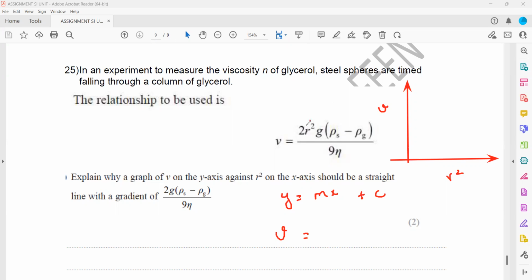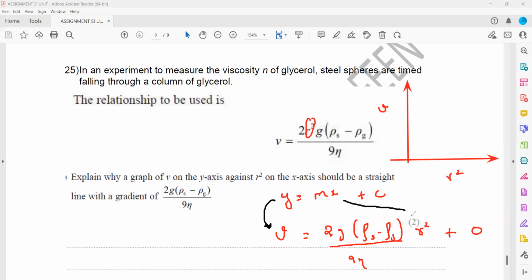So we are plotting r squared on the x-axis, so we should just move it towards the right. So it will be 2g, the difference in the densities of the sphere and the glycerol, divided by 9 eta, and then r squared. And nothing is added, so this is plus 0. Now, when we compare this with the equation of a straight line, on the y-axis we have v and on the x-axis we have r squared. So what is the gradient? What we are left with is all gradient.